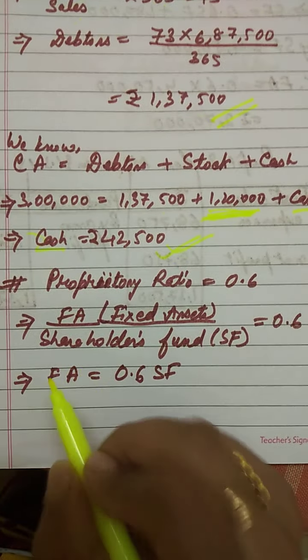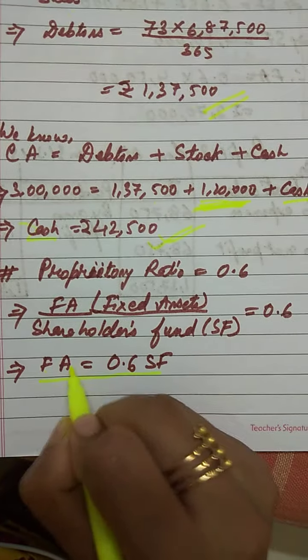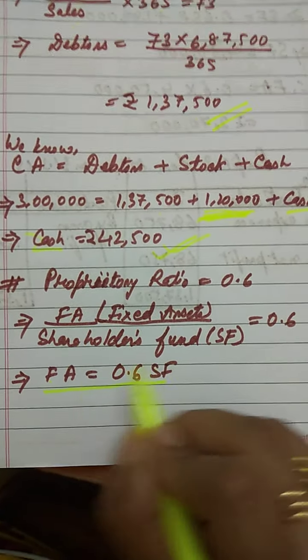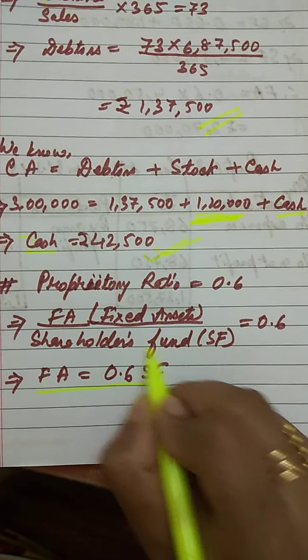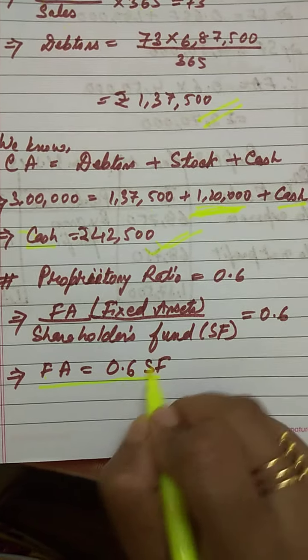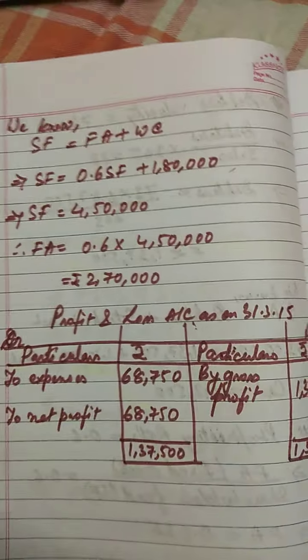Again, just like the current asset and current liability, we will formulate the equation of one with respect to the other. So we are taking fixed asset and just transforming the shareholders fund to the right hand side and putting it in multiplicative form with 0.6. So this equation we will again make use of in order to find out fixed asset and shareholders fund.